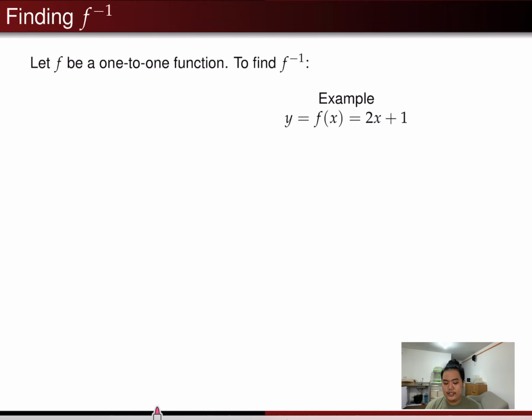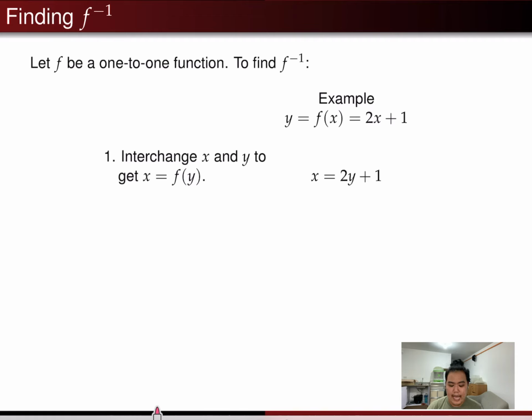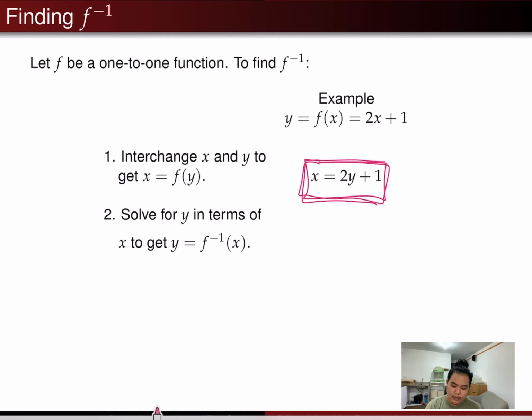Okay, so, the question now is, if your function is 1-to-1, of course, it has an inverse function. How do you get the inverse function? So, for example, y equal to 2x plus 1, how do you get the inverse? So, madali lang yung method. So, the first step is to interchange the roles of x and y. So, you get this one, x equal to f of y. So, in this example, you interchange the roles of x and y. That's why you get x equal to 2y plus 1. And then after that, you solve for y in terms of x. So in this expression, we solve for y in terms of x.